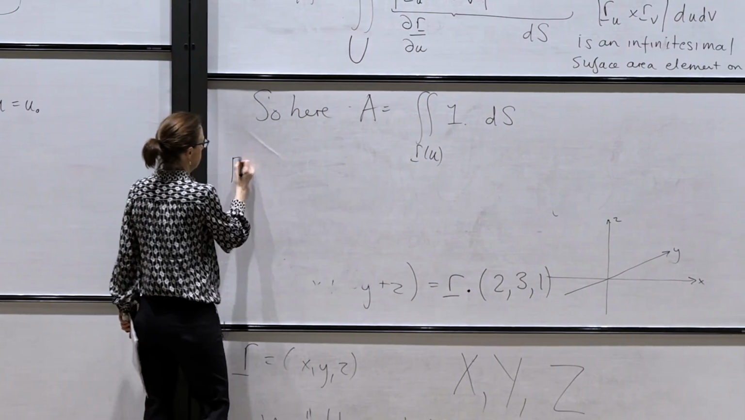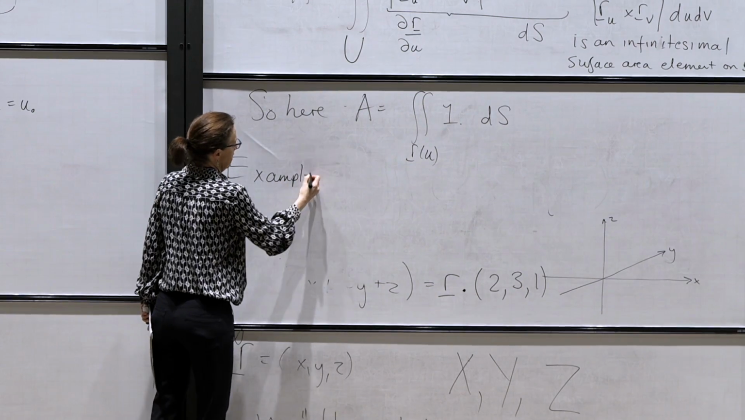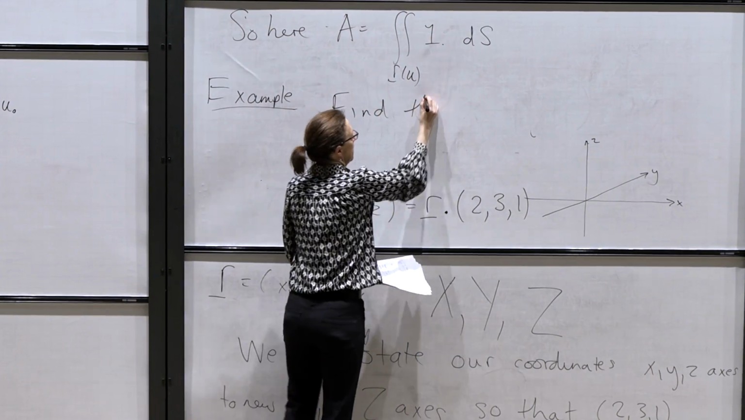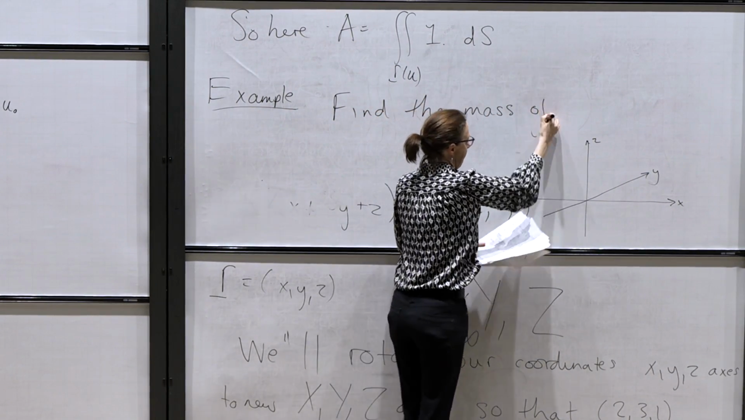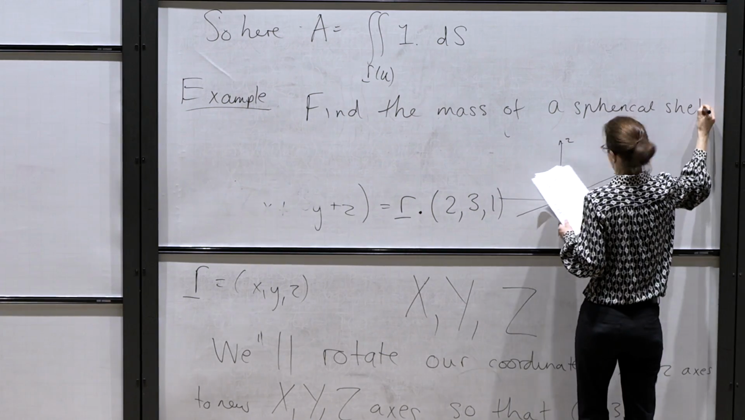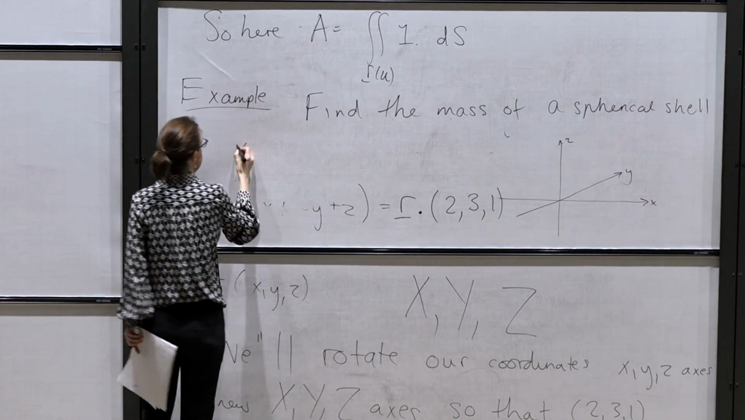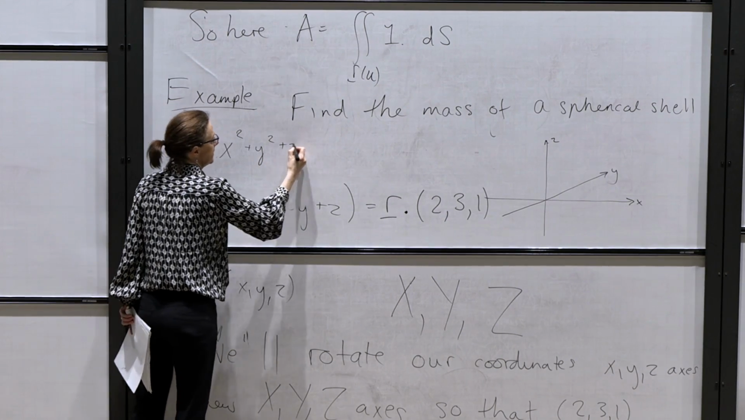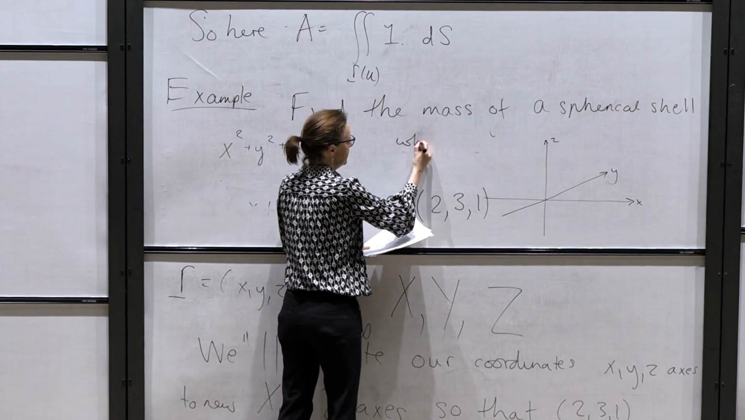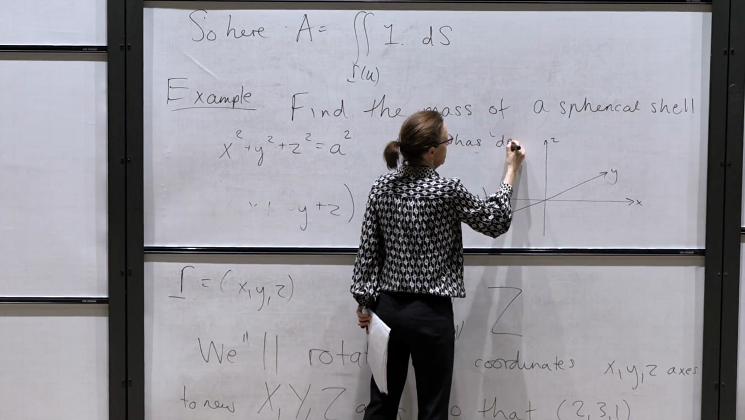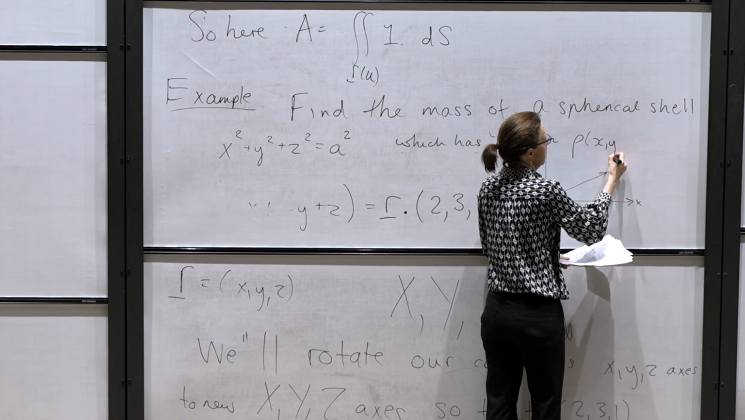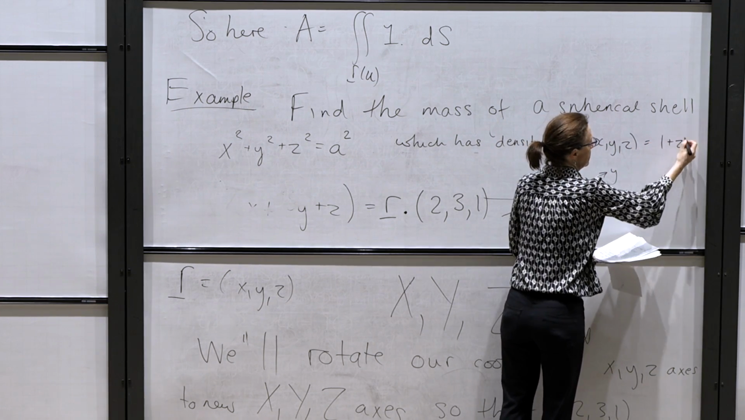Okay, so let's do an example and make it a bit more concrete. Example: find the mass of a spherical shell, which we're going to define by, in Cartesians, x squared plus y squared plus z squared equals a squared, where a is positive, which has density rho of x, y, z equals 1 plus z squared.